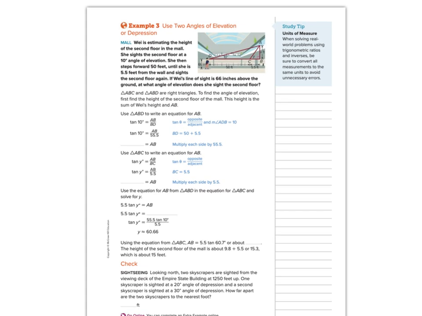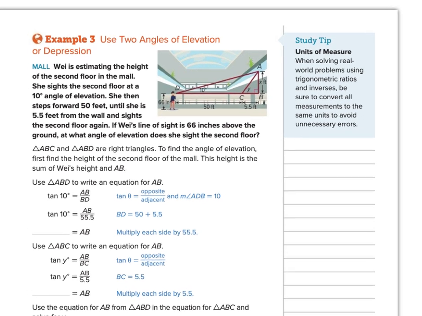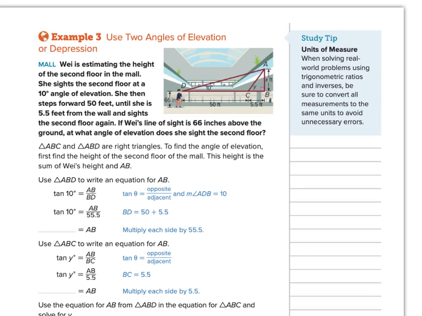Now, you have a little bit more gamesmanship here to figure out, but let's just see. Wee is estimating the height of the second floor in a mall. She sights the second floor at a 10-degree angle of elevation. Then she steps forward 50 feet, until she is 5.5 feet away from the wall, and sights the second floor again. If Wee's line of sight is 66 inches above the ground, at what angle of elevation does she sight the second floor?